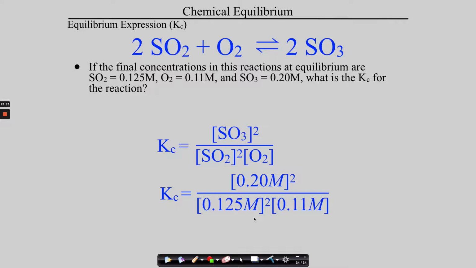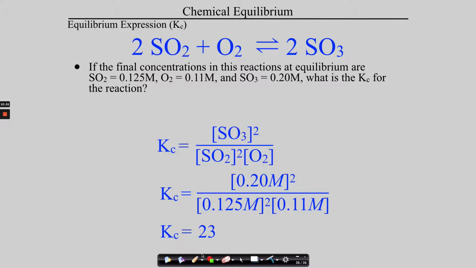All right, so I'd grab my calculator, I would put 0.2 squared divided by, and then I would put this whole thing in parentheses when you put it into your calculator so that the order of operations works correctly. Then divided by, in parentheses, 0.125 squared times 0.11, close parentheses, hit equals, and you should end up with Kc equals 23. Okay, so if you didn't end up with 23, you'll want to double check how you put this into your calculator and make sure you're putting it in correctly.